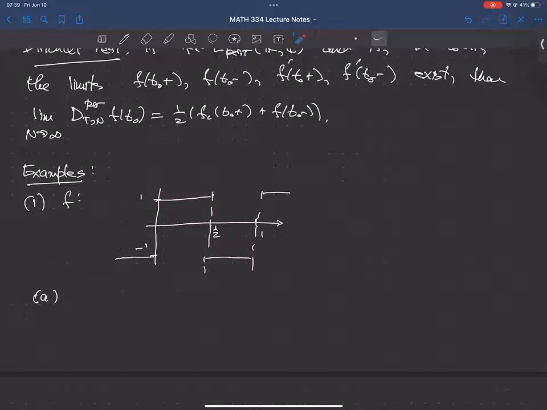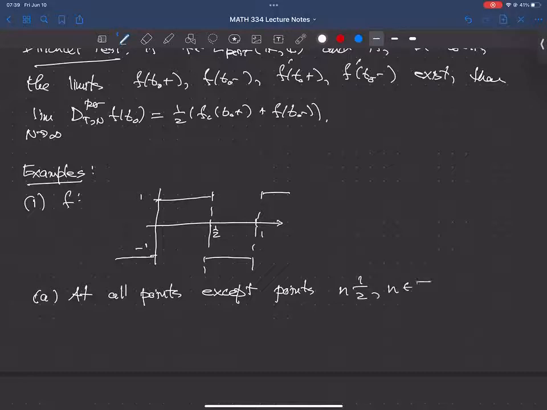Okay, so at all points except the points of discontinuity, but the points of discontinuity are points that look like integer multiples of a half. Okay. The Fourier series converges pointwise to f.